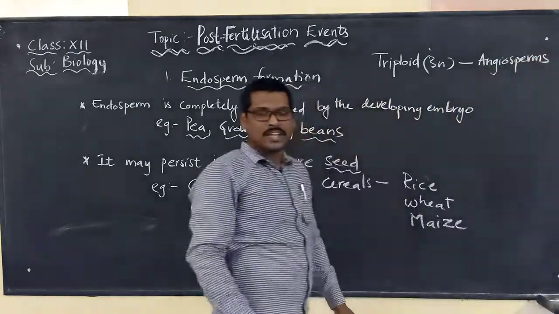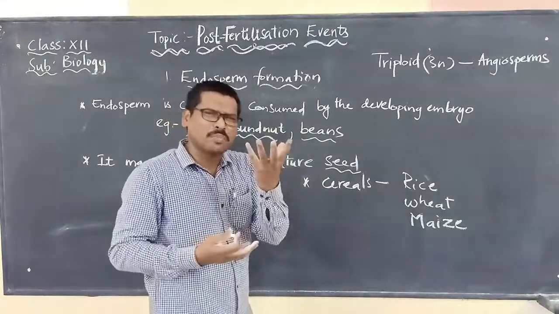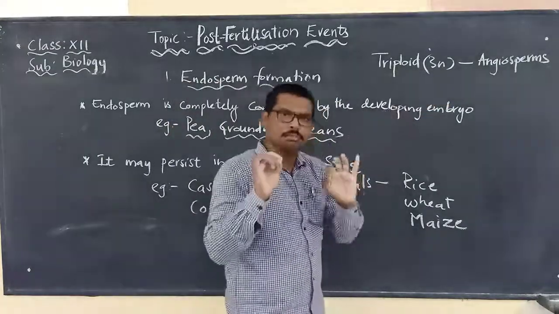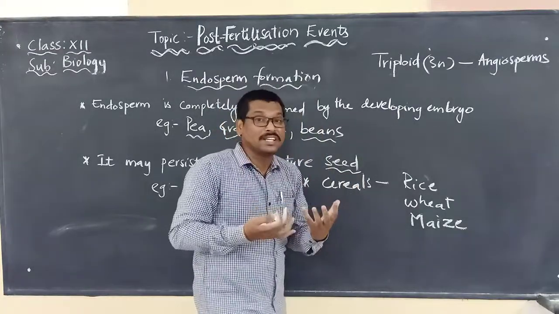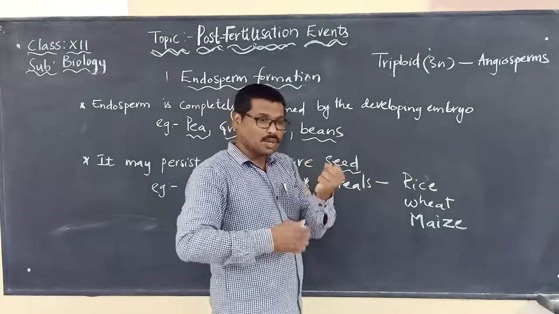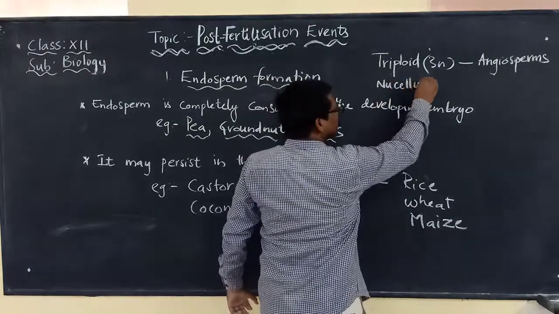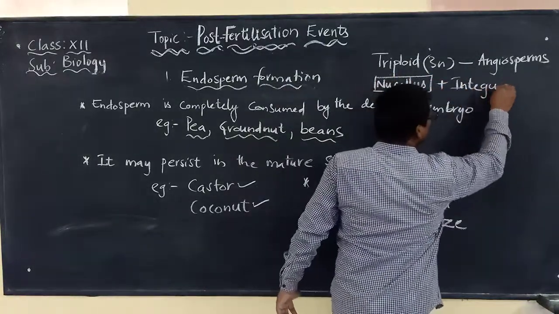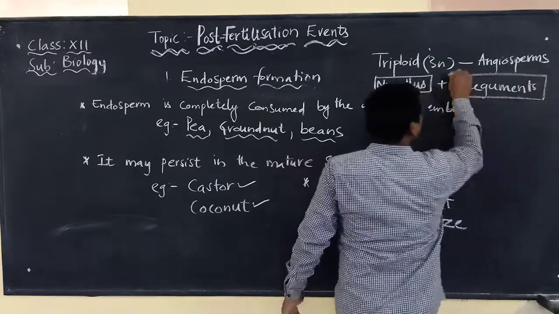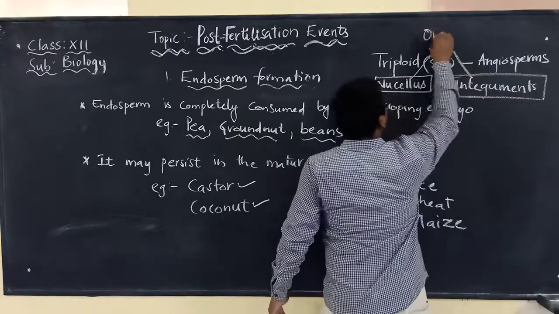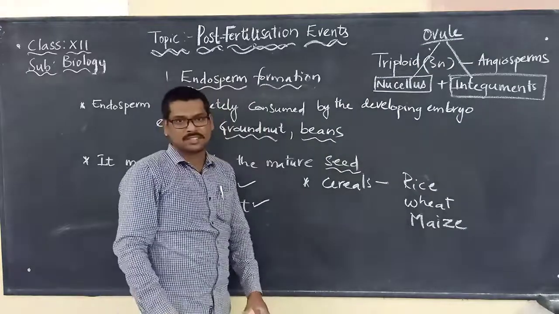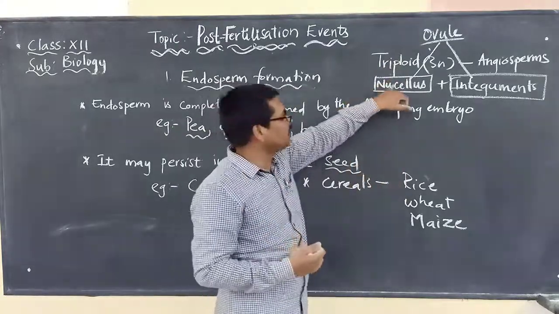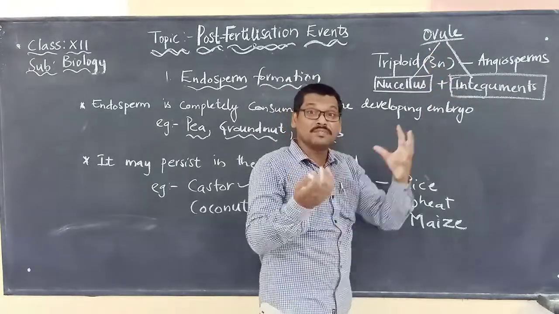Why is it so? It is an extra structure, and a very important structure. That is the endosperm formed in the angiosperms, which is used as the food material, and which is triploid. The simple reason is to supply more nourishment of food material for the developing embryo. That food material is absorbed from the nucellus and the integuments, which are structures of the ovule. Because the endosperm cells are triploid, they will absorb more nourishment from the nucellus and integuments so that they can supply it for the developing embryo.